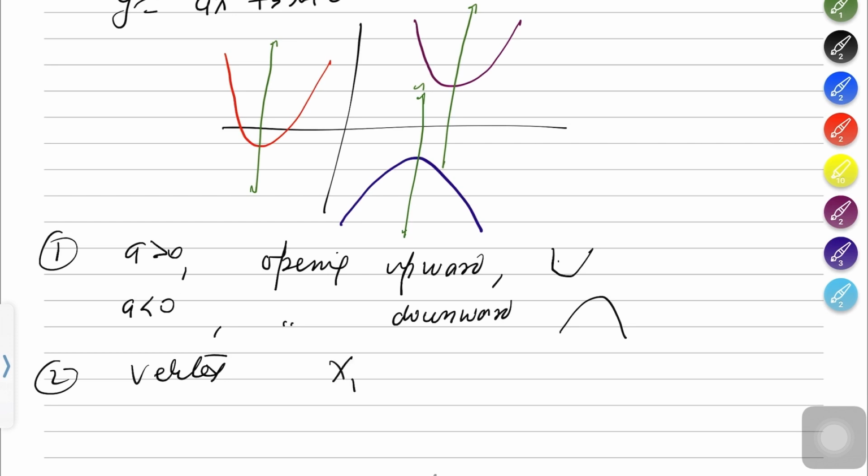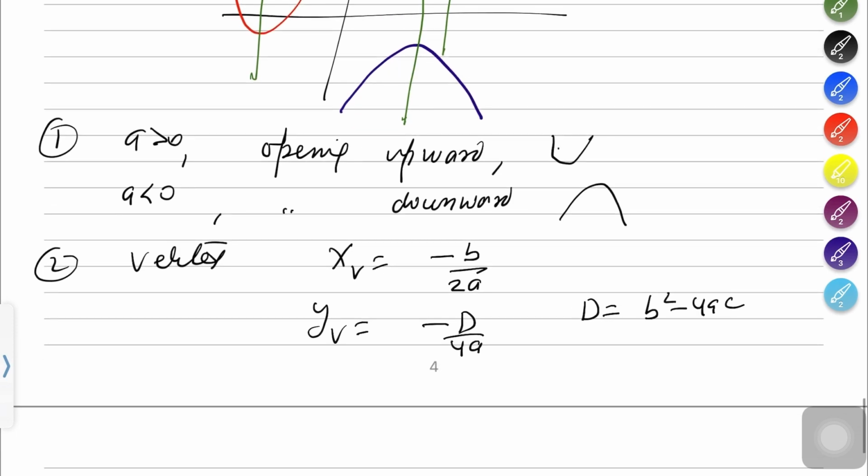So the x coordinate of the vertex is given by minus b upon 2a, and the y coordinate of a parabola is minus d upon 4a, where d is the discriminant, given by b square minus 4ac. So the vertex is given by minus b upon 2a, minus d upon 4a. This is one method of finding the vertex.